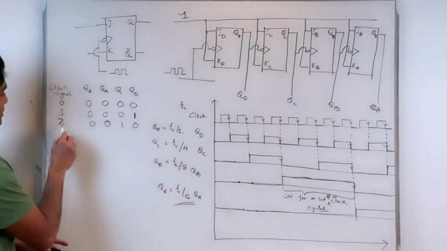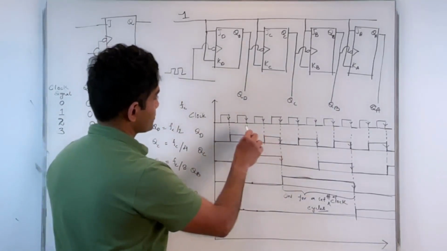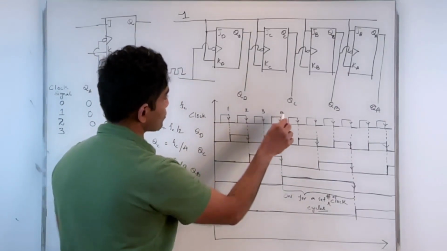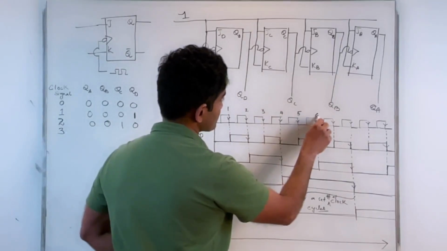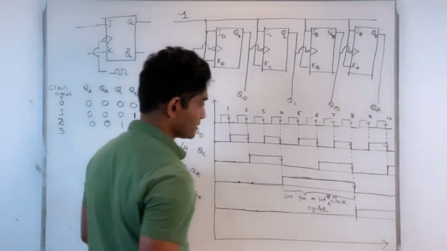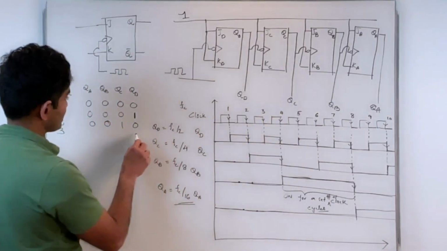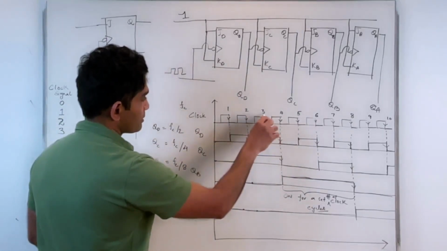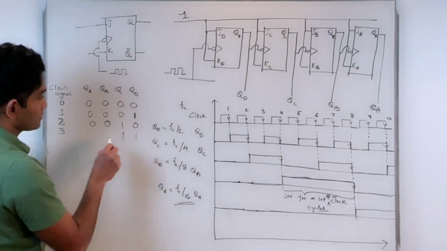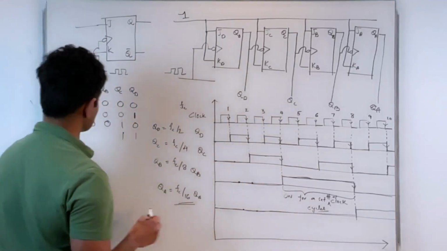Right? On the third clock pulse, okay, let me just number them. 1, 2, 3, 4, 5, 6, 7, 8, 9, 10. On the third clock pulse, my QD went from 0 to 1. That means that's a 1. My QC remained at 1. That's a 1. My QB is still at 0. QA is still at 0. So these are zeros.